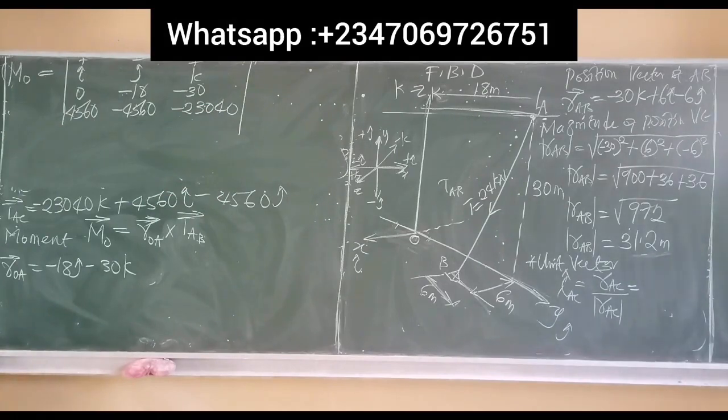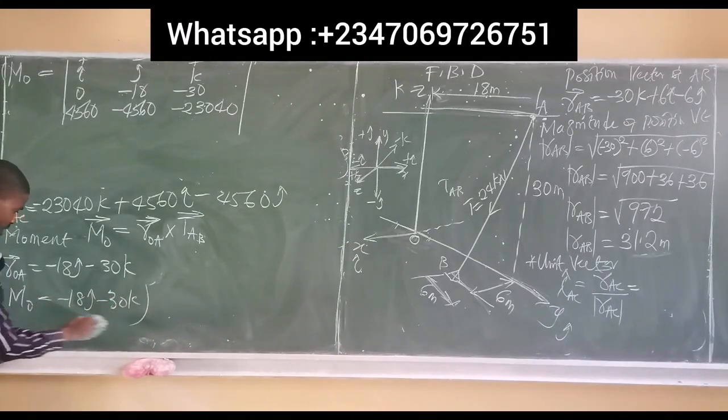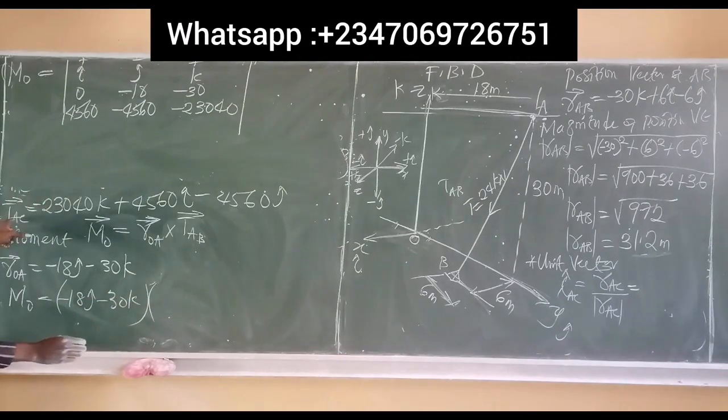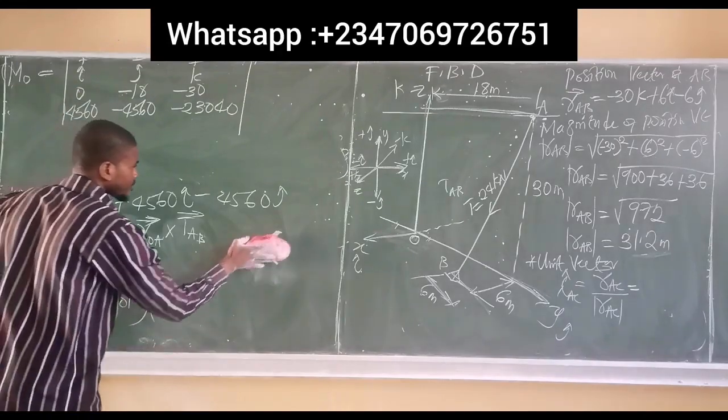Now, using matrix makes it easier. It's still the same thing as saying the moment about O is equal to minus 18j minus 30k, multiplying through by the values of this tension. Just that expanding with each of these terms might take you time. So easily go with matrix. It makes it easier for you.